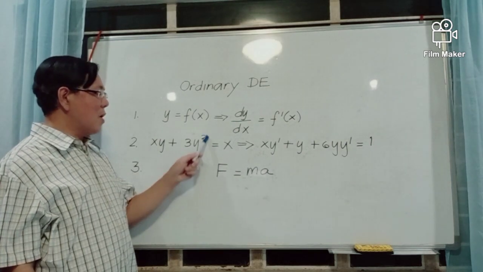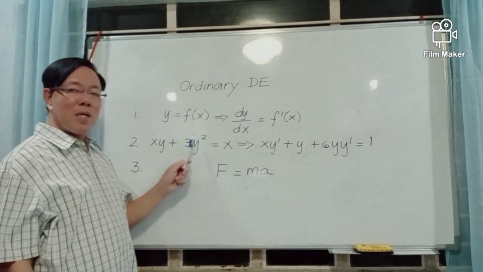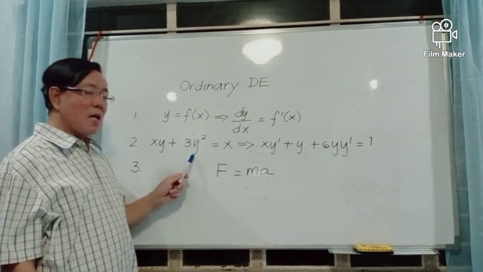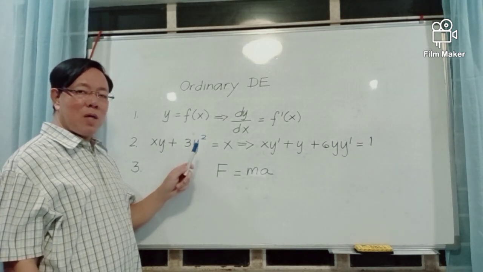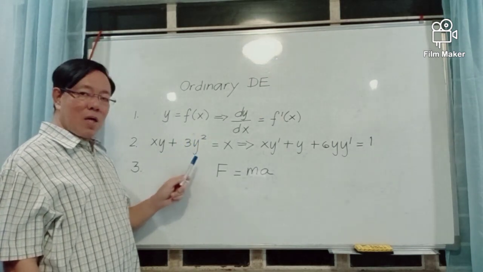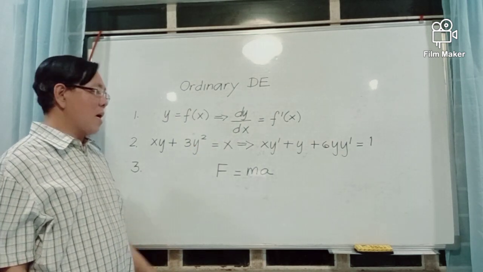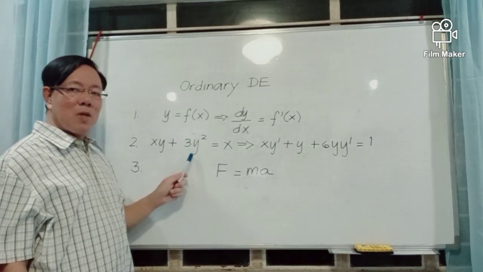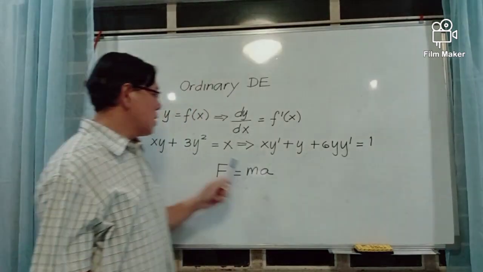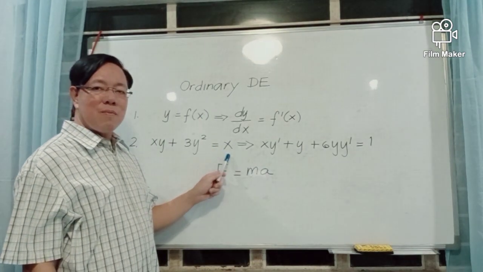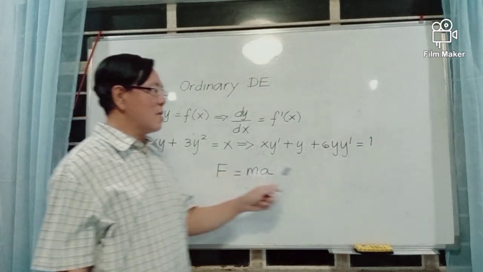Again, the derivative of 3y squared is 3 multiplied by 2, 6 times y to the power 2 minus 1, which is 1. 6y multiplied by y prime because y is a function of x. So the derivative of 3y squared is 6y y prime, equals the derivative of x. And the derivative of x with respect to x is 1.